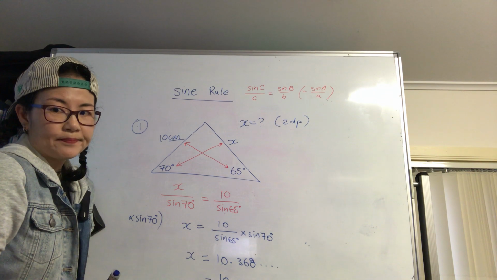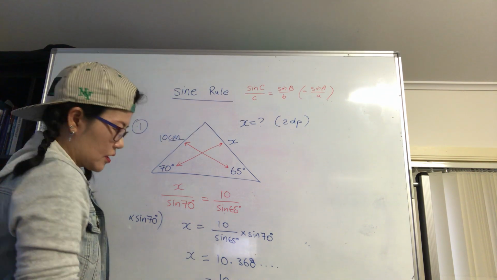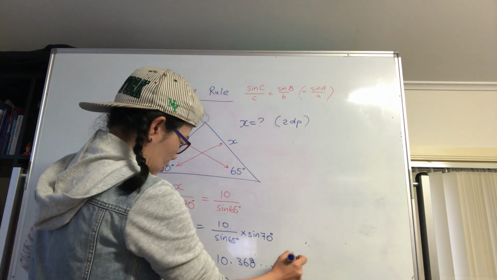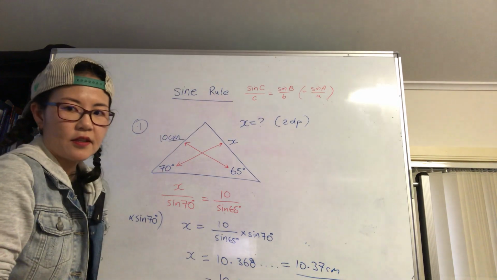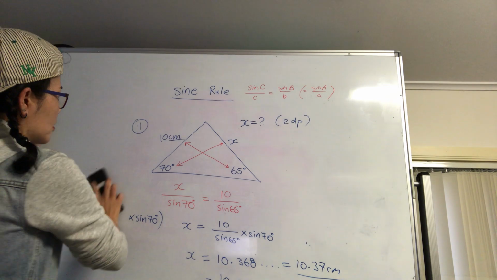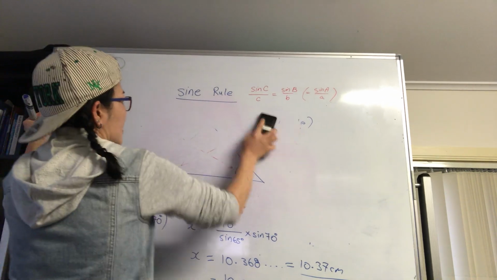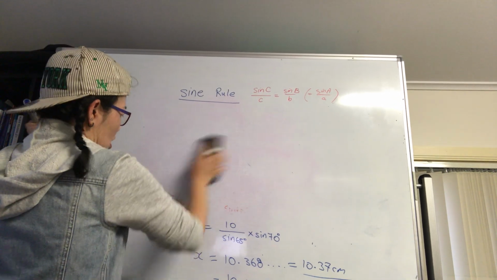That's not too bad. Hopefully you could see it. I made it 10.37 centimeters. There you go, you can see it now. Alright, so that wasn't too bad. Now, what about if I have to find the angles, guys?